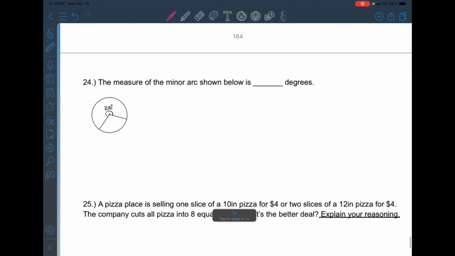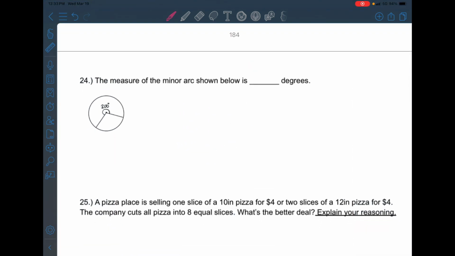On 24, it's asking for the measure of the minor arc, which would be this smaller arc, because major arcs are over 180. And if we know that all the way around the circle is 360, this central angle is 200, this arc is 200, so we have 360 minus 200, which is 160 degrees.